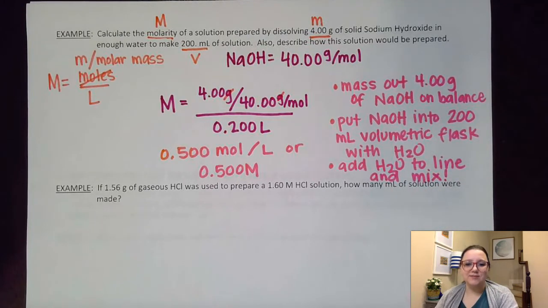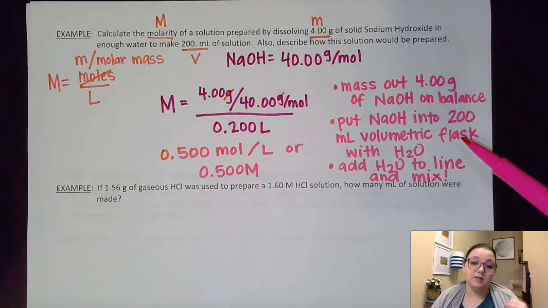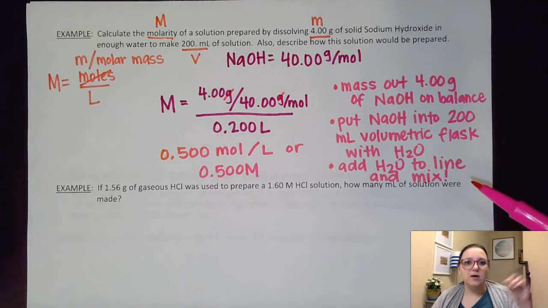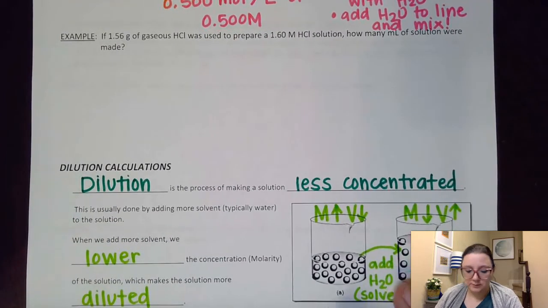Now, I know this is kind of a simplified version of that process, but at least gets the point across that you knew that you had to mass out your substance, that you had to put it in a very specific size volumetric flask, and that you would want to add water and mix. So it gets those basic points across. All right, let's go ahead and do another calculation here.